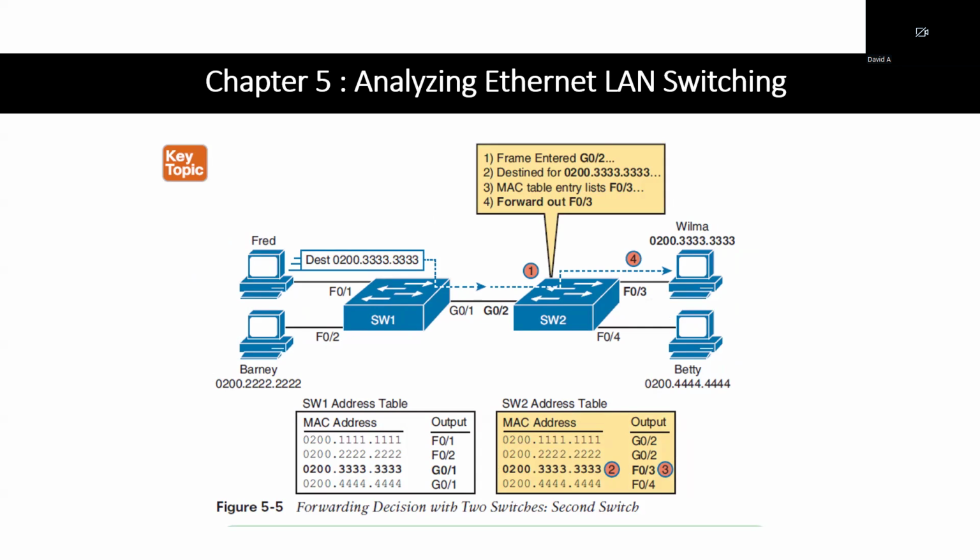Now, this logic that I'm showing you is for a known unicast frame. Why is it called known unicast frames? It is called known unicast frames because the MAC address table knows the MAC address for the destination. And the destination address is a unicast address. That's the other piece. Okay, let's keep going.